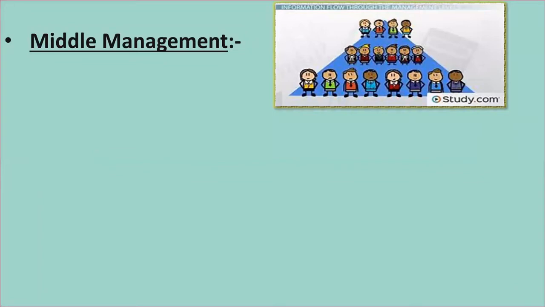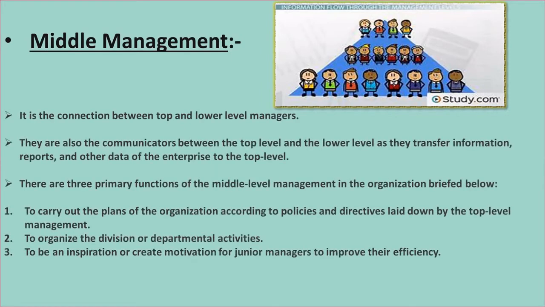As you see in the picture, these are the people employed at the middle level. So what does middle level mean? They coordinate between the top and the lower level. This middle management is a connection between the top and the lower level managers, as well as communicators. Suppose there is a work: the top level conveys it to the middle level manager, and the middle level manager conveys it to the lower level, that is, a supervisor or the head of the lower level employees.